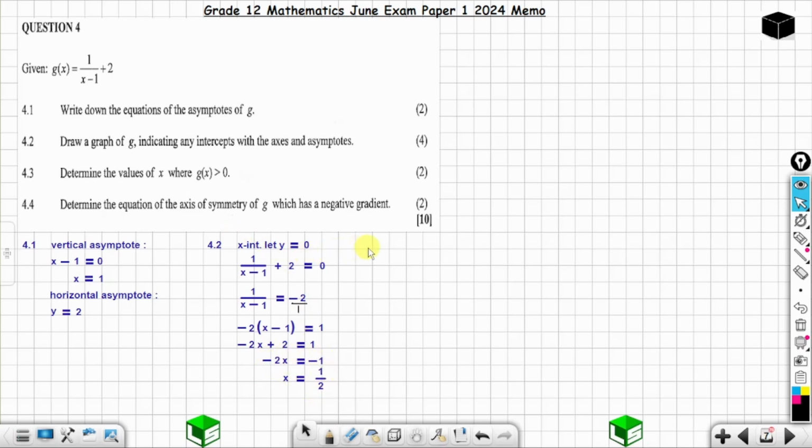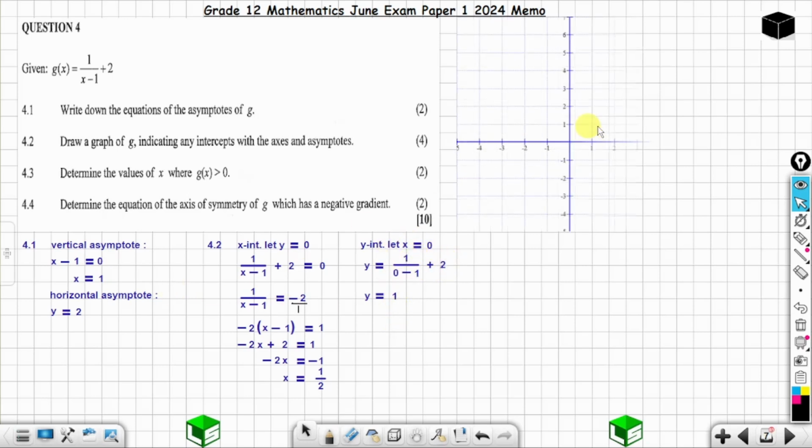Now, to find the y-intercept, let x equal to 0. This is y. Y is equal to 1 over 0 minus 1 plus 2. So y is equal to 1 over negative 1. You have negative 1 plus 2. So 2 minus 1, which is 1. Now you can draw your graph.